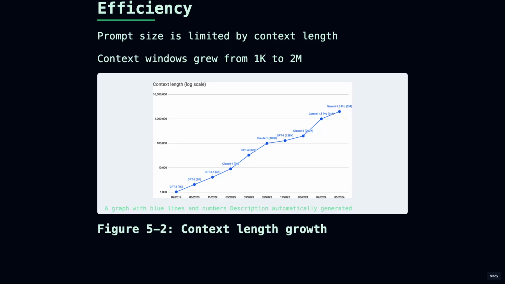This figure gives the timeline behind the trend. It's a reminder that context length is not fixed. It is a moving target, and newer models can often handle much more than earlier ones.